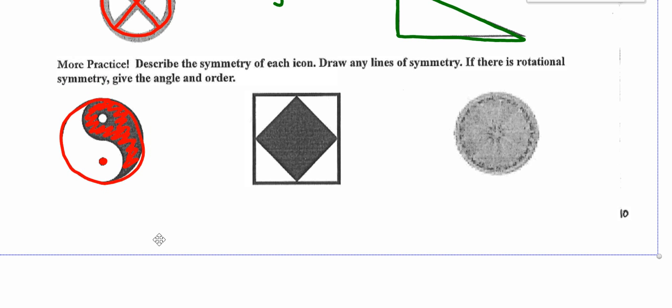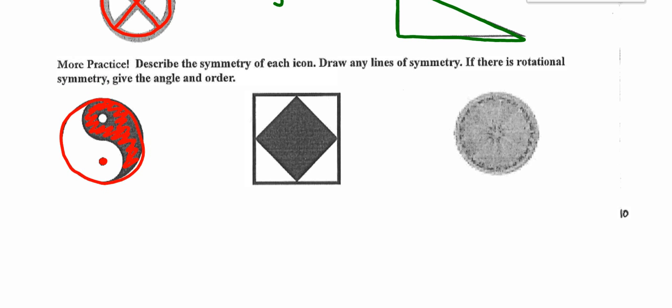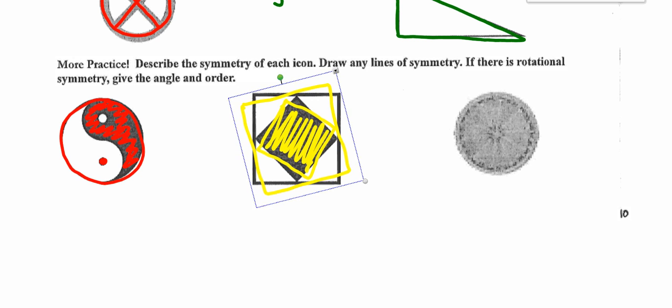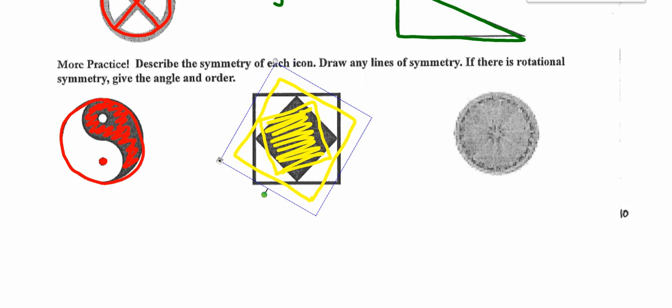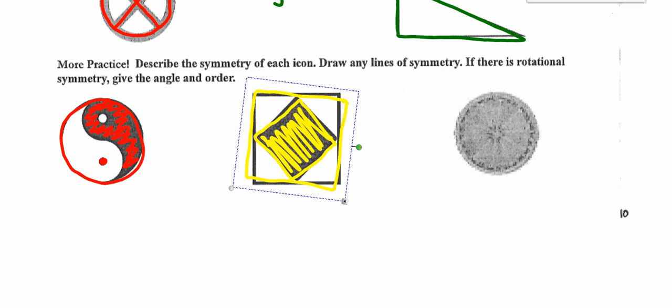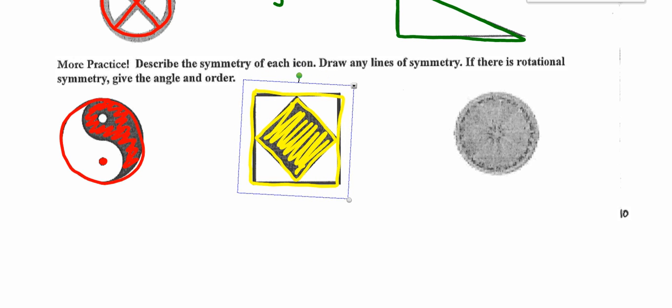Now this next one here, on the other hand, I'll just trace that whole figure. That's colored in. As I start to turn that, you'll see that it does map to itself there. And then the second time, third, and fourth time. So it does have rotational symmetry.